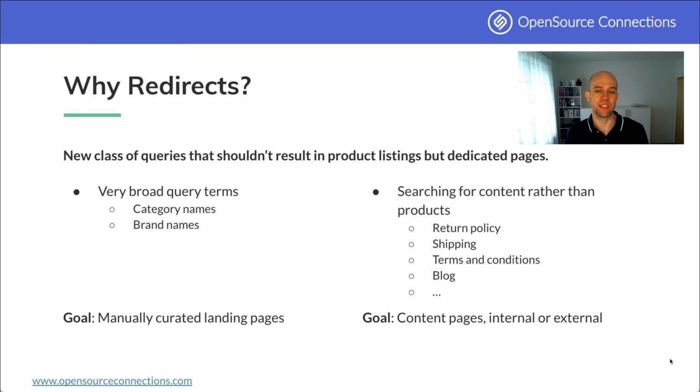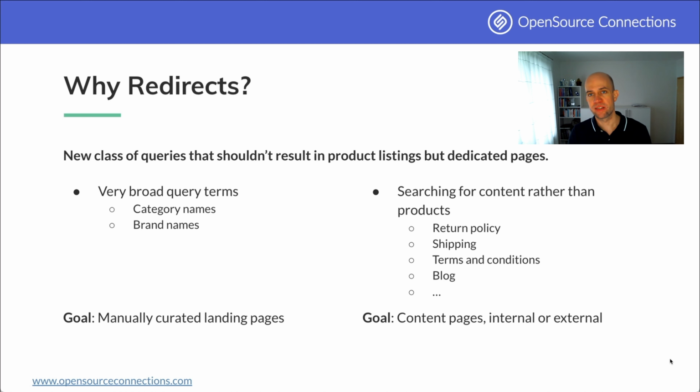Other examples can be searching for content rather than products. Some users may be looking for our return policy or our shipping information, terms and conditions. Maybe we have a company blog that users are also interested in. So the goal behind these queries is rather a content page that can be internal, like return policy, shipping information, or the terms and conditions page, or it can be external when we host our blog on a subdomain or a separate domain, maybe for search engine optimization reasons.